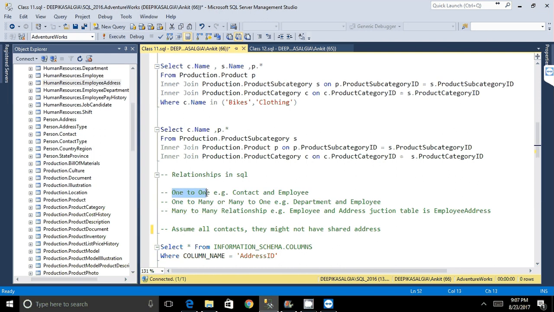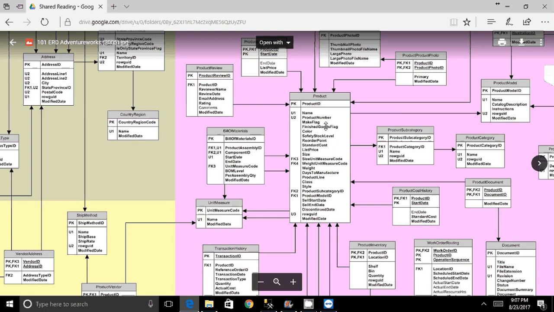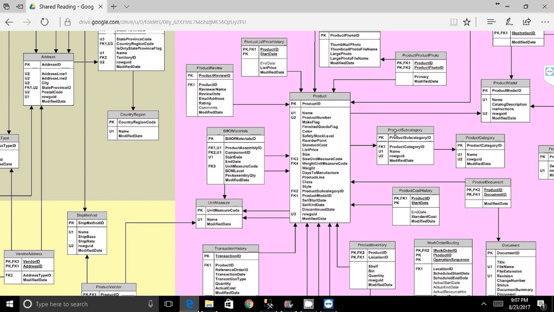If you think about what kind of relationship exists between product and product subcategory out of these three, one-to-one, one-to-many, and many-to-many, what kind of relationship would it be?